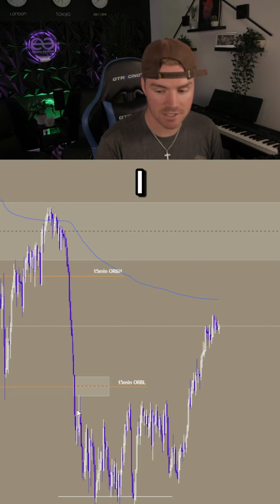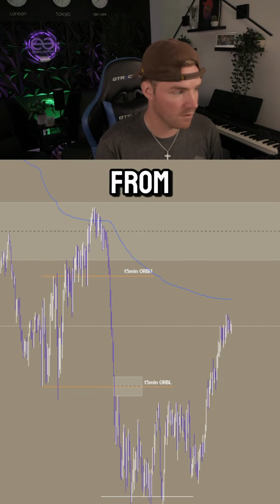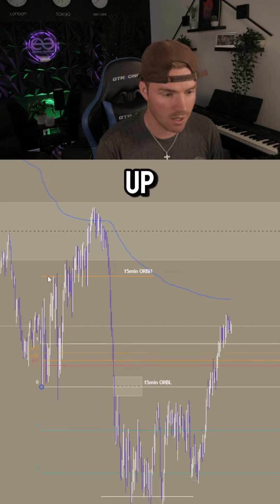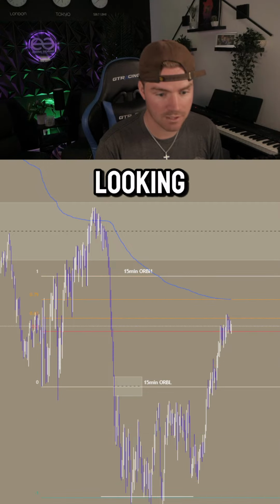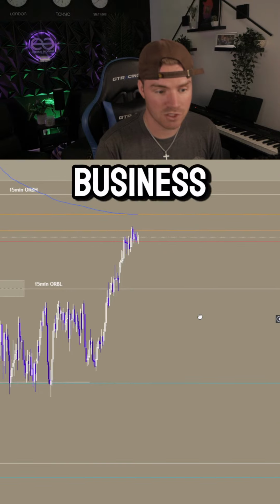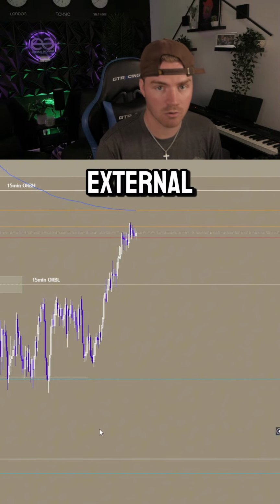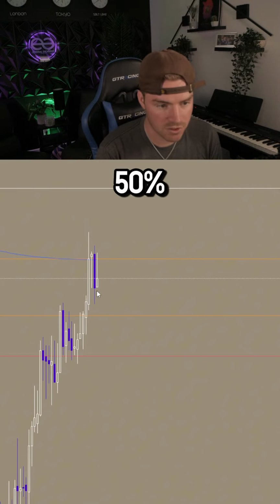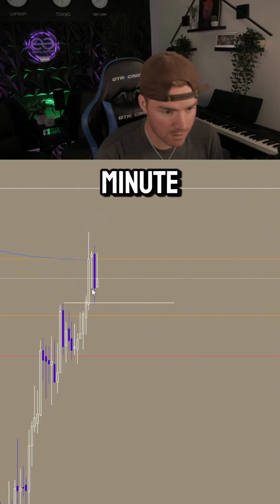But what I do is I use my Fibonacci retracement tool from the low of the 15-minute ORB up to the high of the 15-minute ORB, and I'm just looking for a 50% retracement into that area because we still have some unfinished business left below us at that external low. So now we've come up to the 50%, we're right at VWAP again, we've taken out buy-side liquidity, and we've created a 1 minute bullish fair value gap.